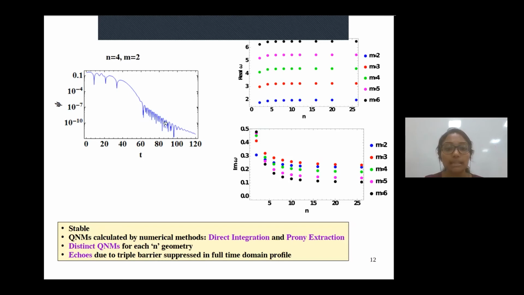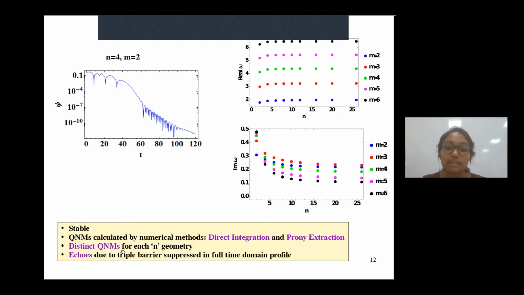The decaying signal over time again indicates that all these geometries are very stable under this perturbation, and the corresponding quasi-normal modes are shown in the two plots on the right. The x-axis shows the different n values or the different geometries, and each geometry has a distinct set of quasi-normal modes. So what we observe under axial perturbation is that all these geometries are stable, and the QNMs are calculated, as shown in these plots, through numerical routines: direct integration and Prony extraction.